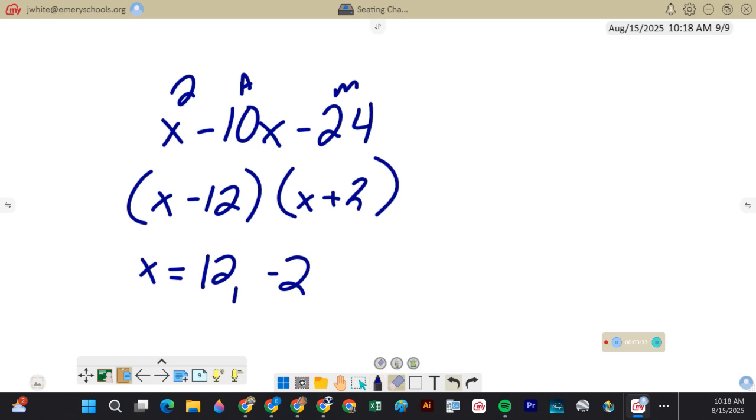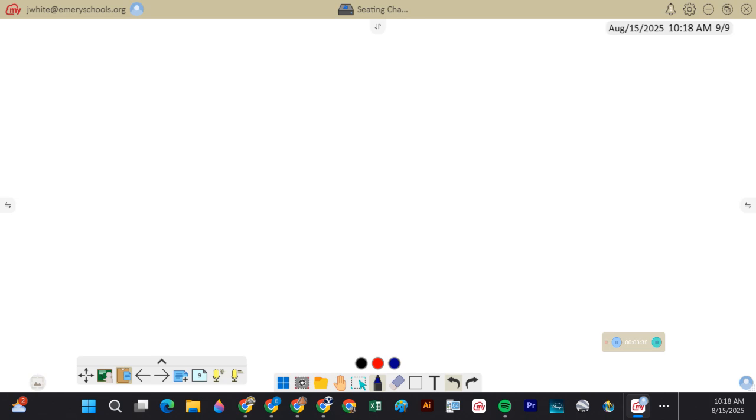What if I had 4x squared minus 4x plus 1? If you have a leading coefficient, which means a number in front of the x squared, then the normal multiply and add rules don't work the way that you want them to. So there are several ways to do this.